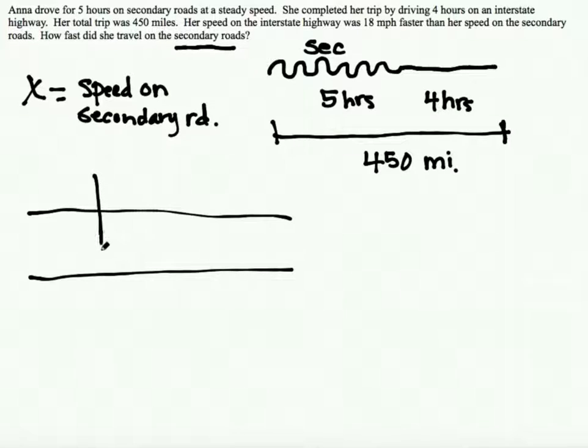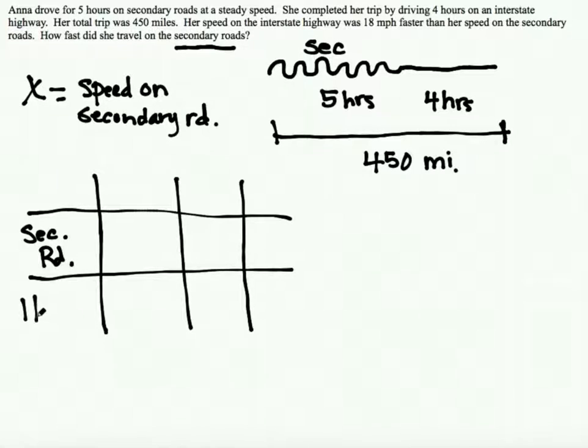This time, we have the secondary road and the highway. Okay, those are our two pieces of information, secondary road and highway. So again, then we have distance, rate, and time. Okay, we know distance is equal to rate times time.